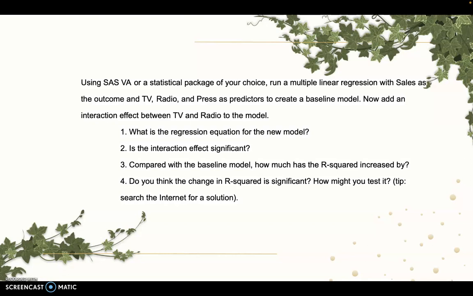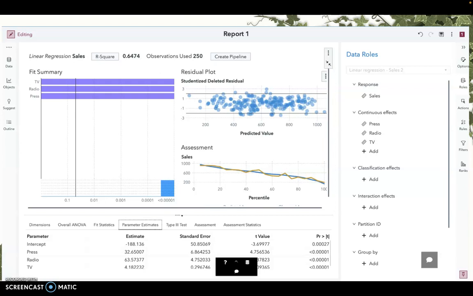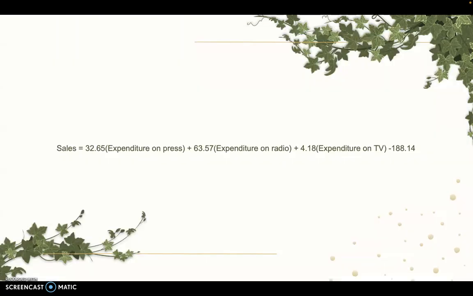So we come here and we look at our multiple regression here with our press, radio, and TV as our input and our sales as our output. And we go to our parameter estimates tab to look to see what our equation should be. And here I have the equation set up, and it is that your sales will equal 32.65 times the expenditure on press plus 63.57 times your expenditure on the radio plus 4.18 times your expenditure on TV minus your 188.14 to get your y-intercept.